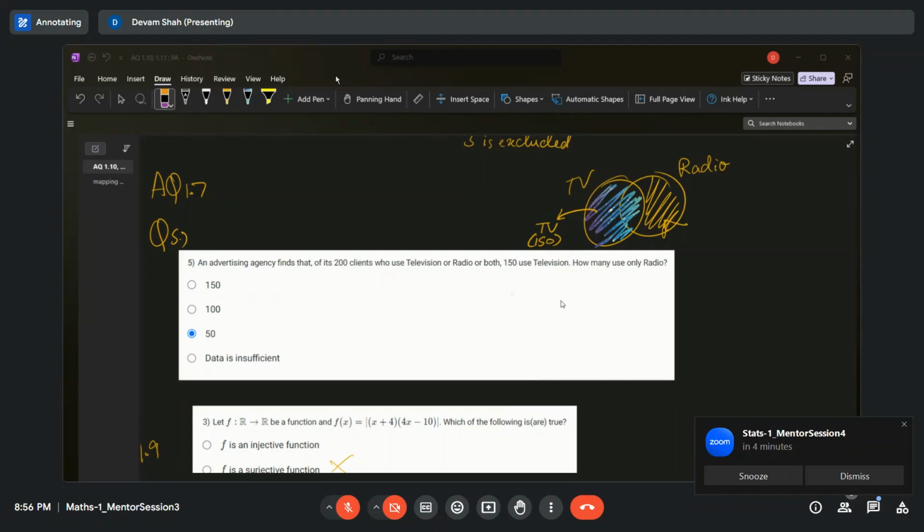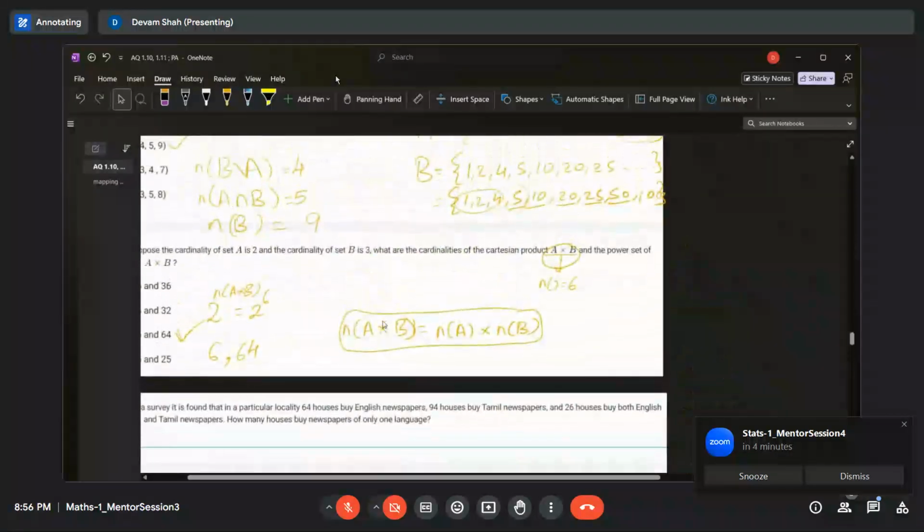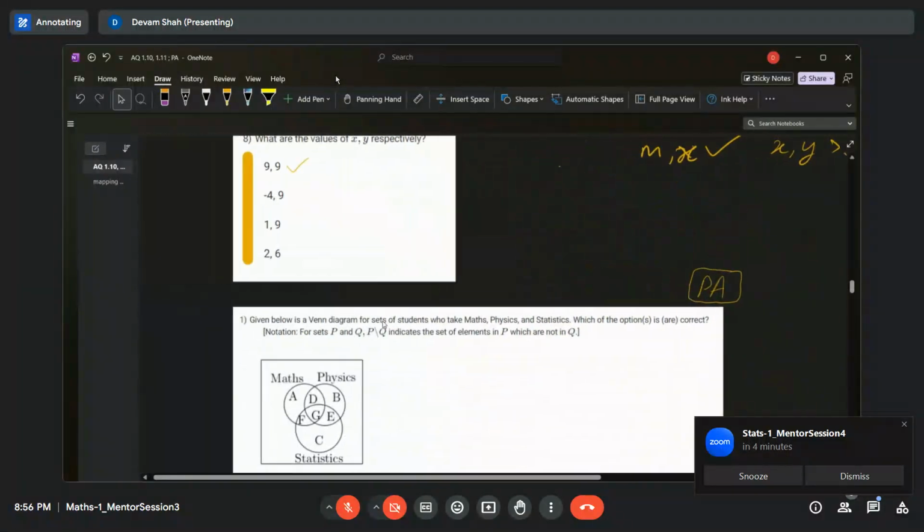Sir, one last question. How to find cardinality? For finding cardinality, first of all, the set should be finite. Okay. So we'll do that in this question.